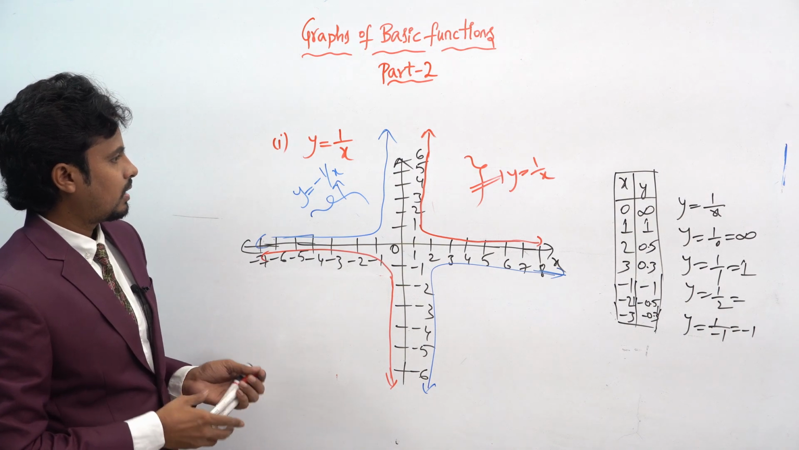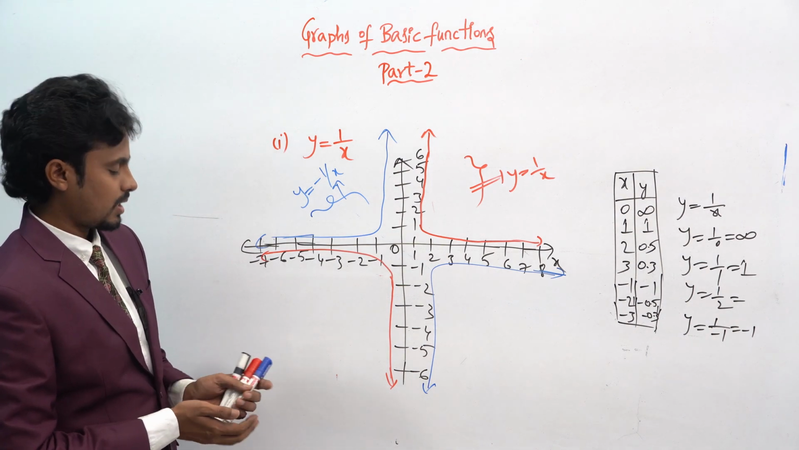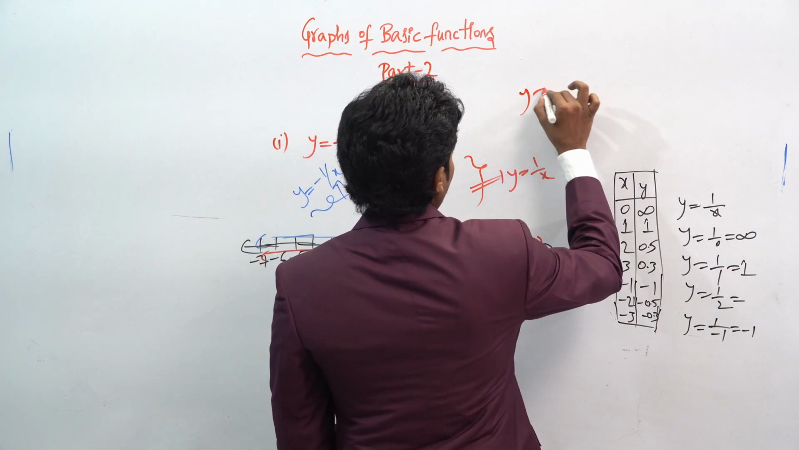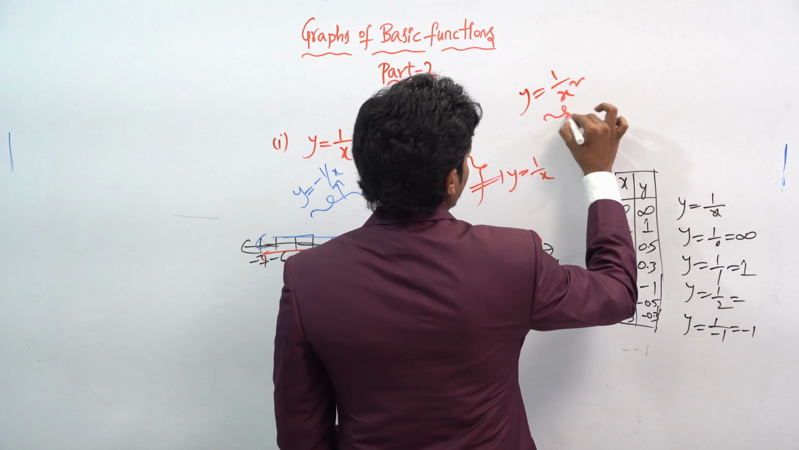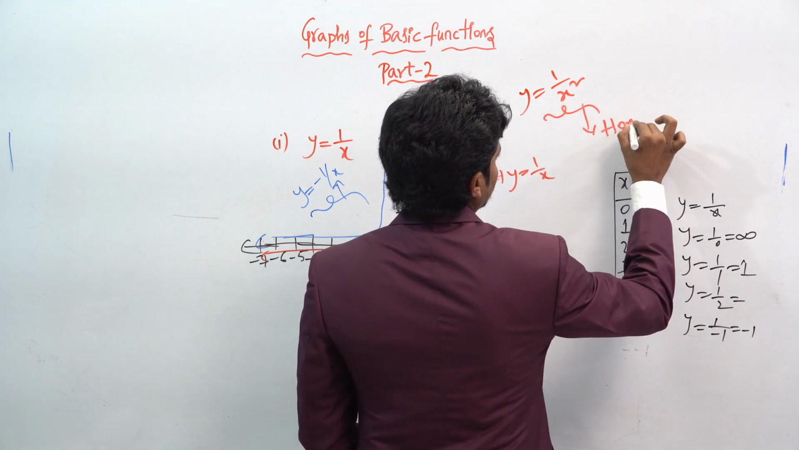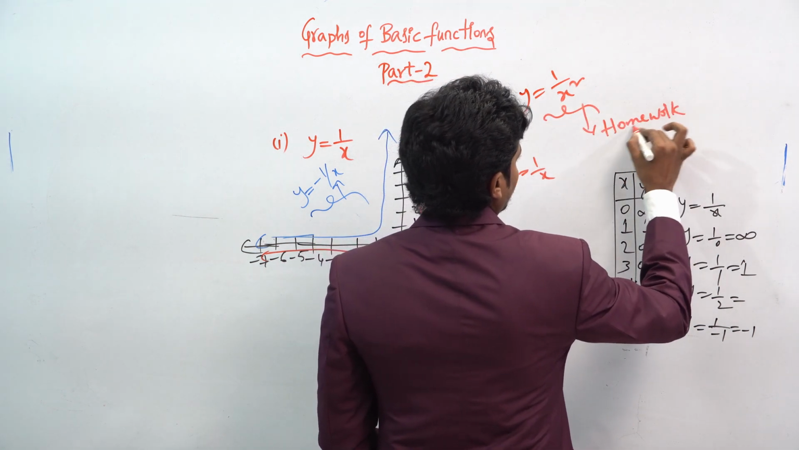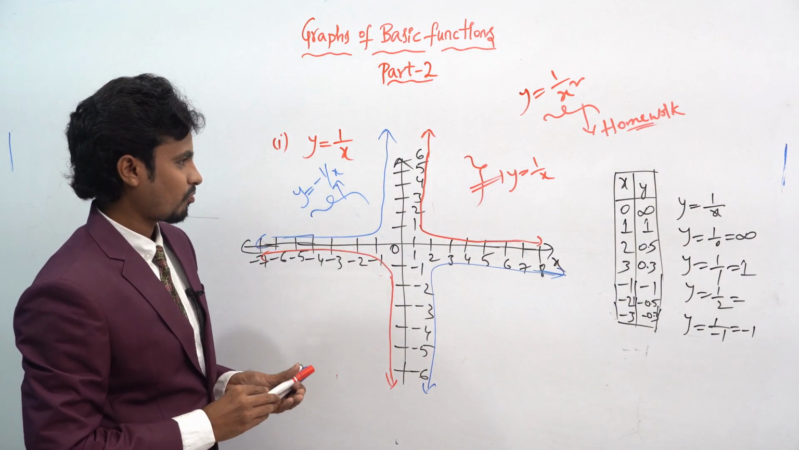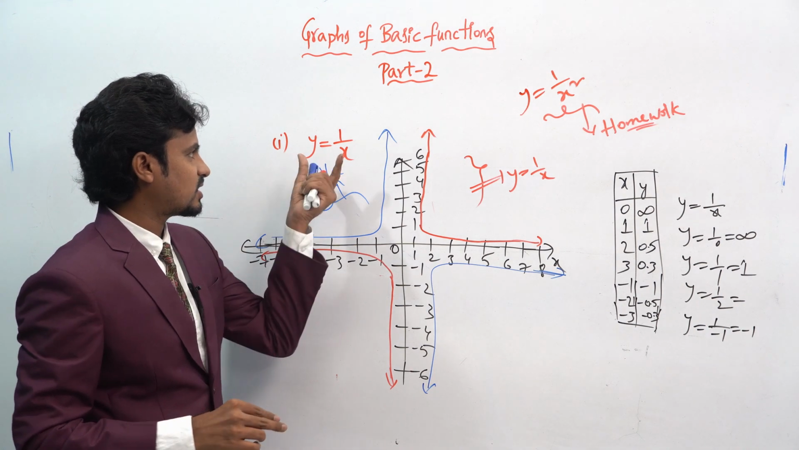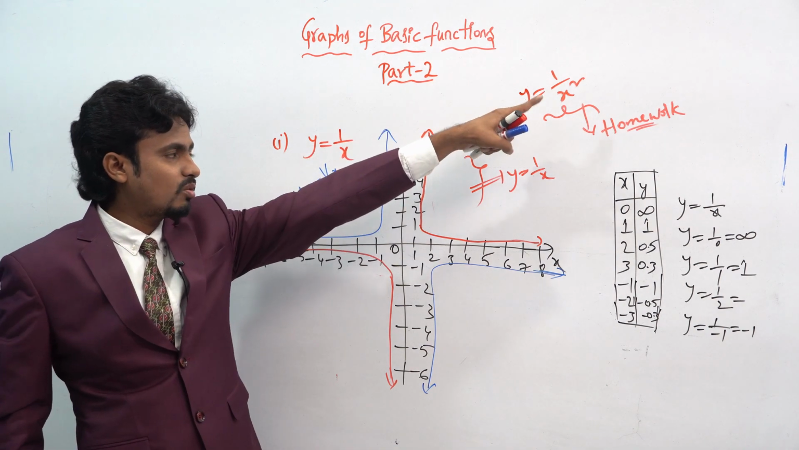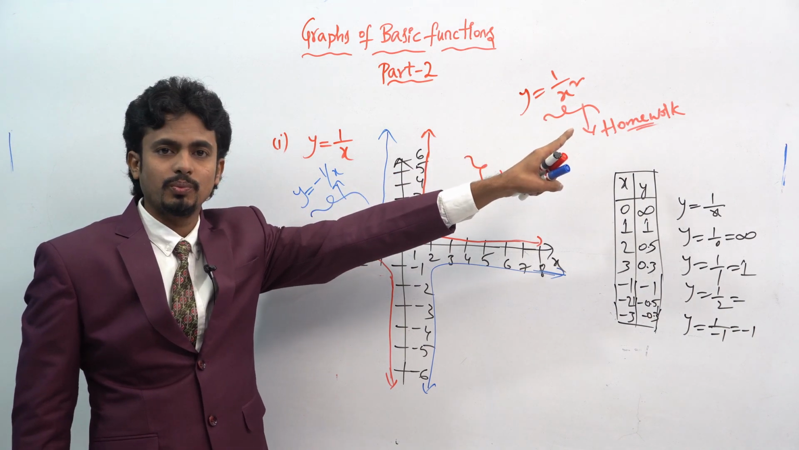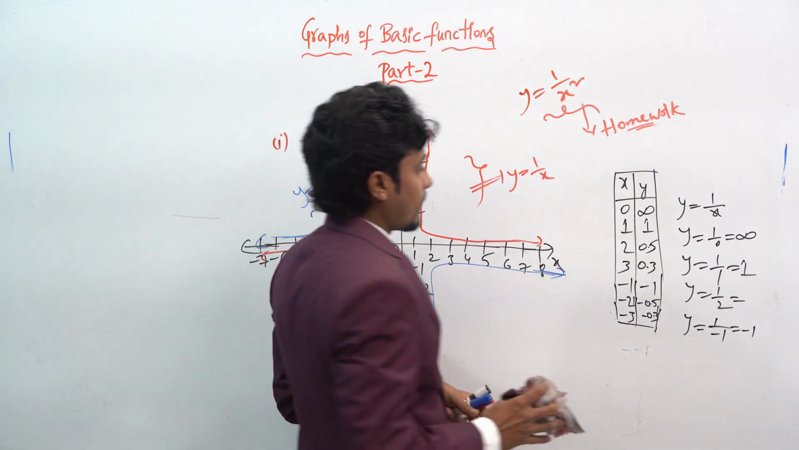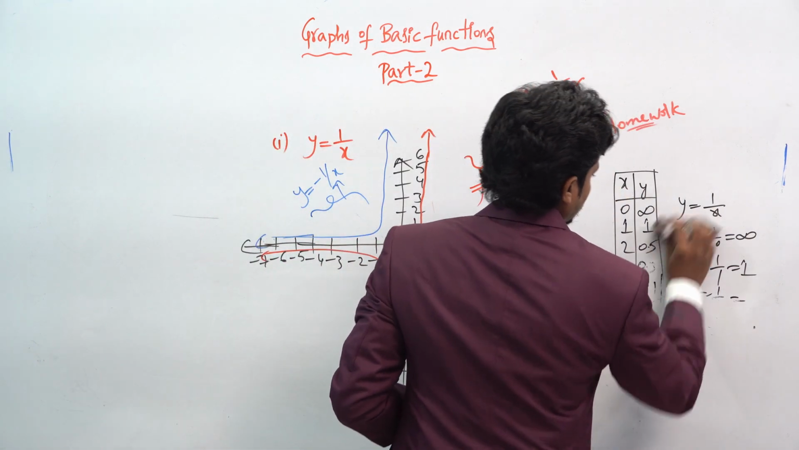Okay, and you have to take the homework for y is equal to 1 divided by x square. What will happen? Okay, similarly we will get it. If you understand y is equal to x square, y is equal to 1 divided by x square is not an issue. Okay, next we will see some important plots.